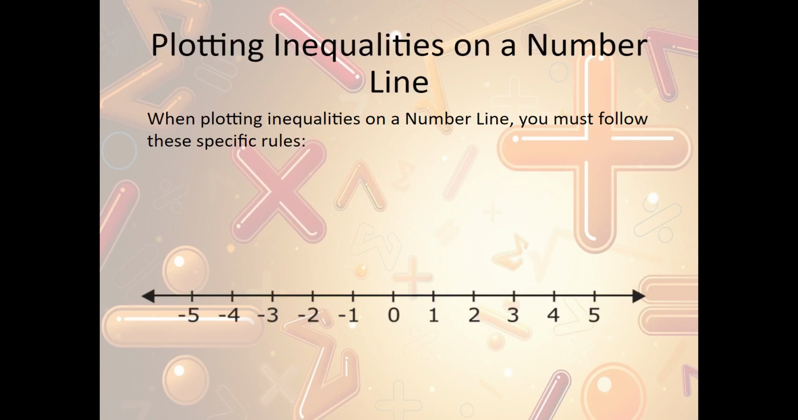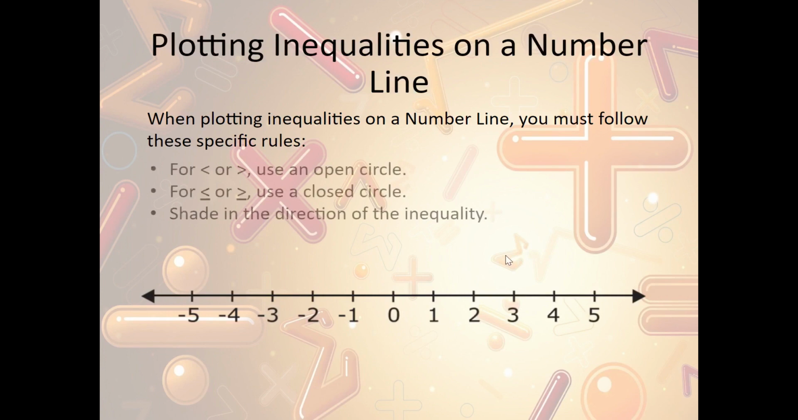Now, plotting inequalities on a number line. When plotting inequalities on a number line, you must follow specific rules. First of all, for less than or greater than symbols, we use an open circle. For less than or equal to or greater than or equal to, we use a closed circle. And then we shade in the direction of the inequality.